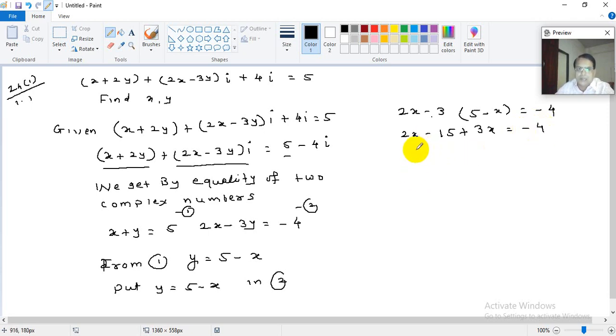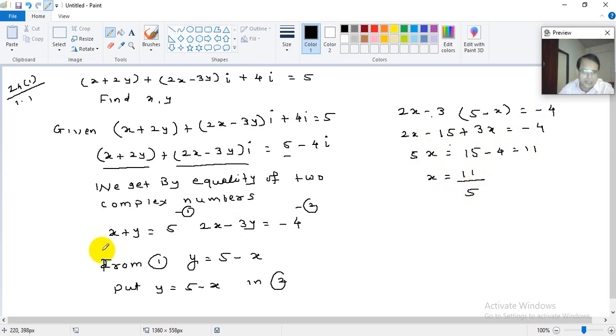Okay, so finally what does it mean? 2x plus 3x, so it is 5x, and on this side it is minus 15. We take it on the right hand side, so it is 15 minus 4, so it is 11. So x comes out to be 11 upon 5.